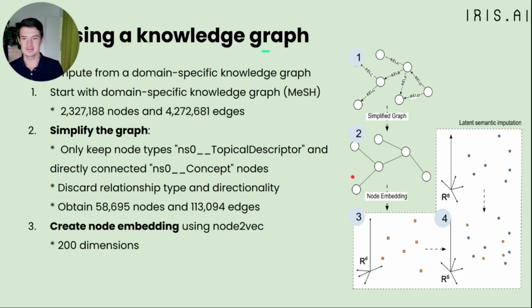We then create 200-dimensional node embeddings using the node2vec algorithm. Finally, we use these domain-specific node embeddings together with our word embeddings to perform the LSI algorithm as previously explained. We now have a single embedding space with representations for the out-of-vocab words which we can evaluate.